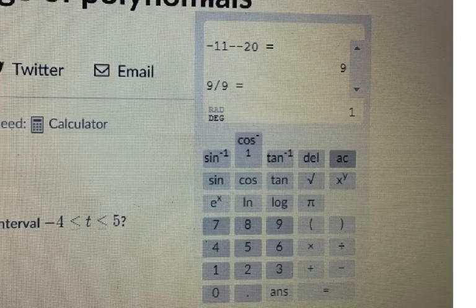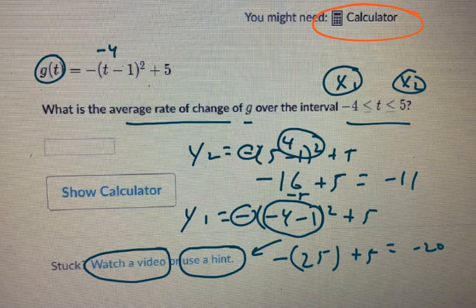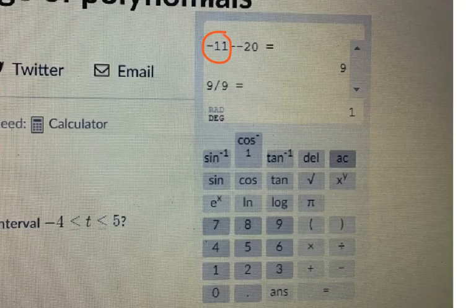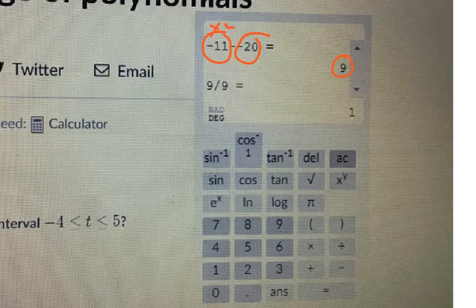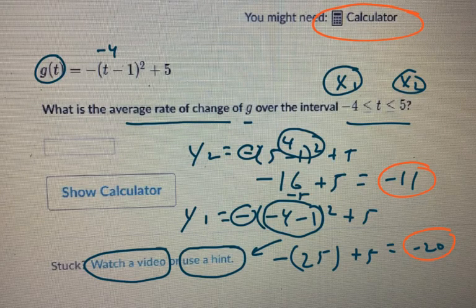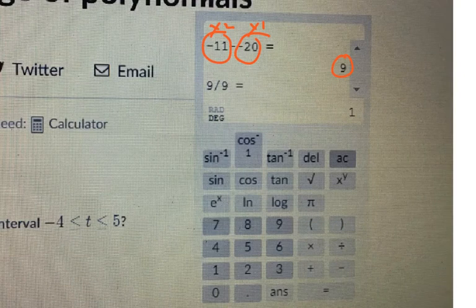See how I took negative 11. That was our y2, correct? Right there. And I'm going to minus negative 20. That gives me positive 9. Again, this is y2 minus y1. And then, hopefully you agree that x2 being 5, if I minus x1, which is negative 4, that becomes a positive 9, right? Because minus becomes a plus. And that's why I divided our answer 9 by 9. And I know the rate of change is a positive 1.